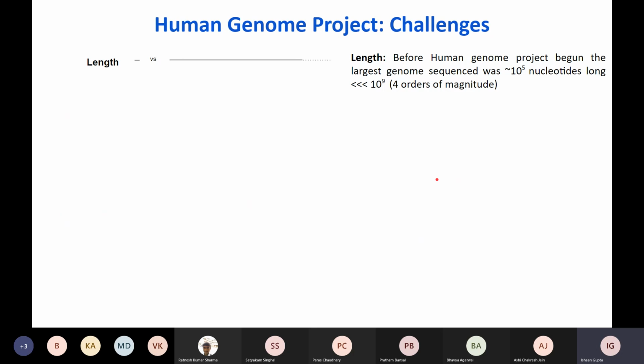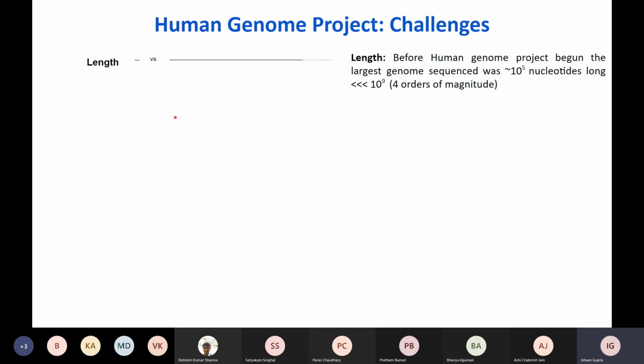All right. So it was all good that you want to sequence the human genome, but there are obviously lots of challenges, and I'm going to talk about all these challenges. The first challenge is obvious. Before the human genome sequencing project began, the largest genome that was sequenced was 1 lakh nucleotides long, or 100,000 nucleotides long, which is 4 orders of magnitude smaller. The human genome was much longer. So length was a challenge.